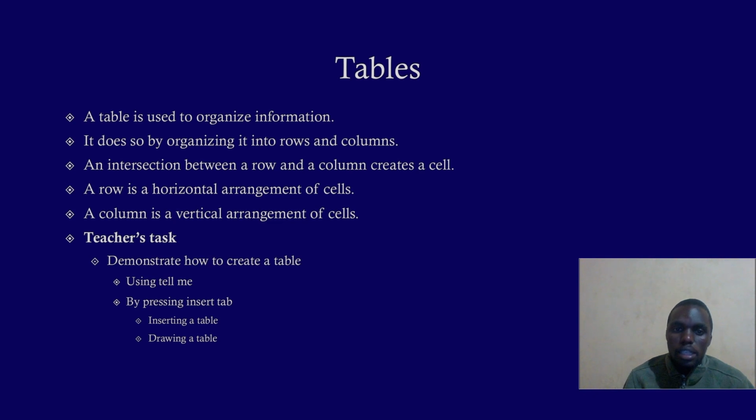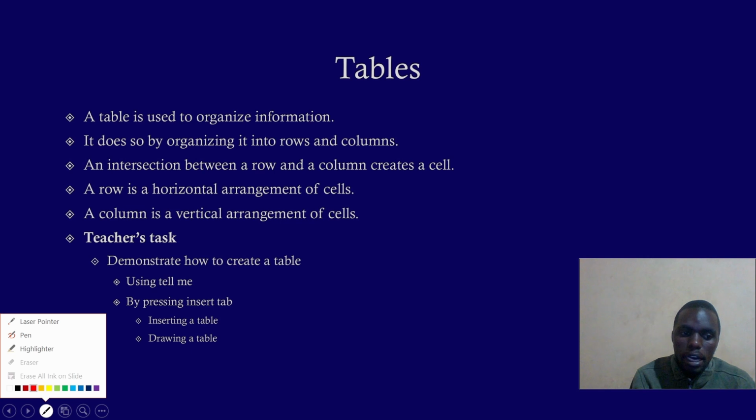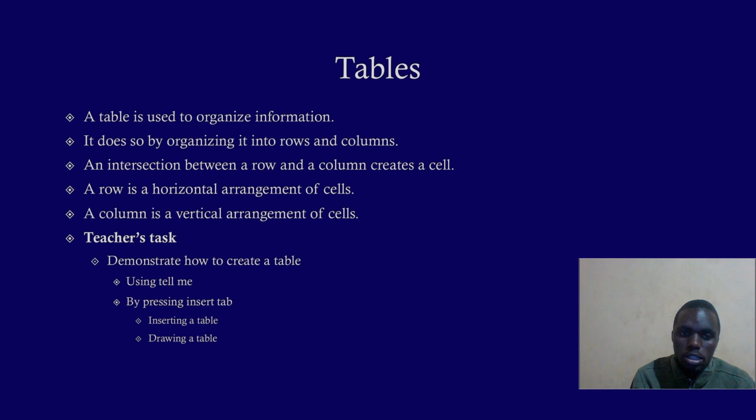Now, this cell that I'm talking about is never where people who break the law are taken, made to stay there for some time. It's not that particular place, or the basic unit of life as we define it in biology. But basically, it's just an intersection between a row and a column. So a cell is an intersection between a row and a column.